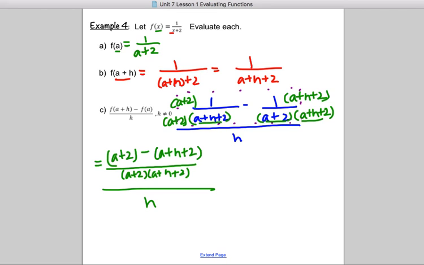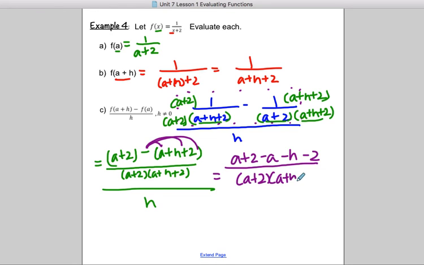Then from here, I would distribute my negative. So I have a plus 2 minus a minus h, and then lastly minus 2, all over my common denominator again, a plus 2, a plus h plus 2, all over h. Same idea as two problems ago: when you distribute your negative, things should cancel very nicely. Here I see my a's will cancel and my 2's will cancel, and all I am left with is a negative h.